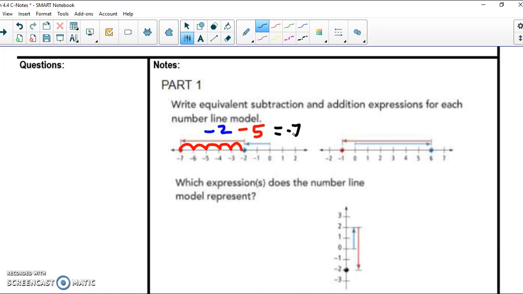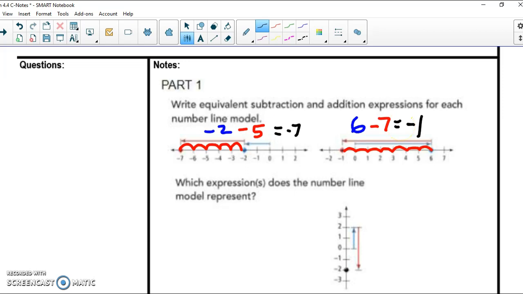Let's look at our second model. Again, we're going to start at 0. So I find 0 and I see that I'm moving in the positive direction. So I'm going +6. From here then, I'm going left or in the negative direction, and now I'm moving 1, 2, 3, 4, 5, 6, 7 units. So I went 7 in the negative direction, and I ended at -1. So we could say that 6 minus 7 equals -1.